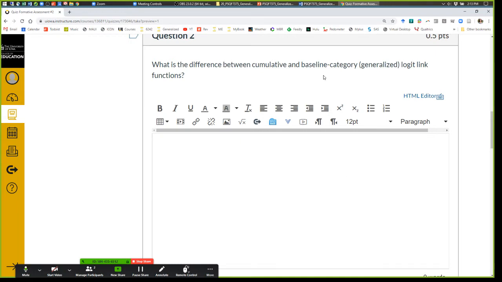Would it ever make sense to use a baseline category link, so one reference versus each of the others, for ordinal data? Could you do that?